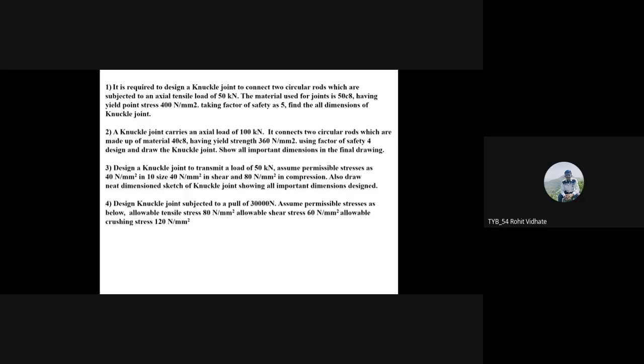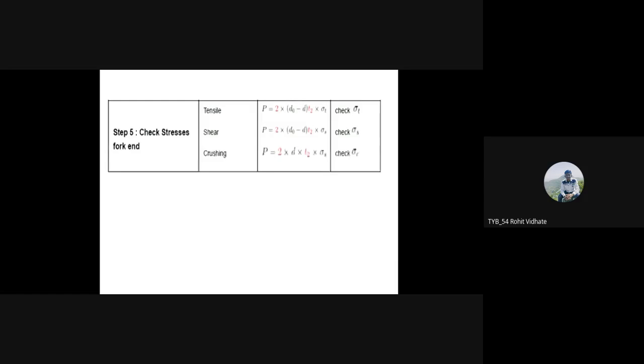So next step is to check the stress in the fork end. Now, all stresses which may be induced in the fork end, we have to calculate. The criteria which we are going to use for the failure of that fork are tensile failure, shear failure, or crushing failure. According to that, we have derived all the formulas. First of all, we'll take the tensile failure of that fork or that double eye.